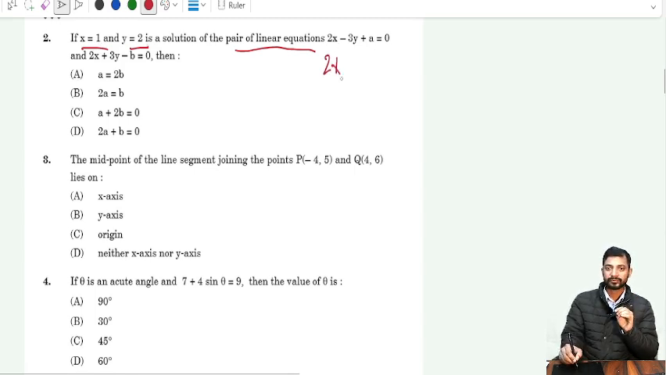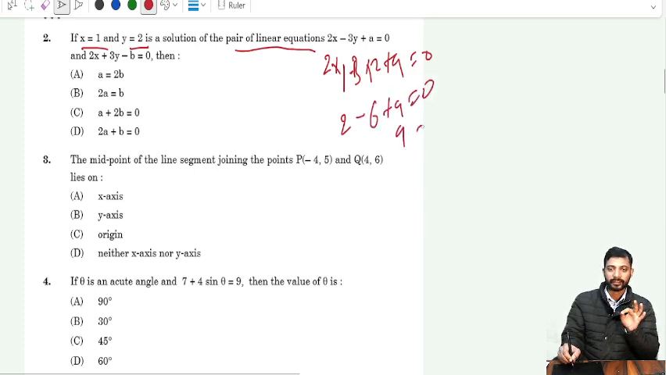It gives you 2 into 1 minus 3 into 2 plus a equals 0. If you solve this, it gives you 2 minus 6 plus a equals 0, and it gives you a equals 4.